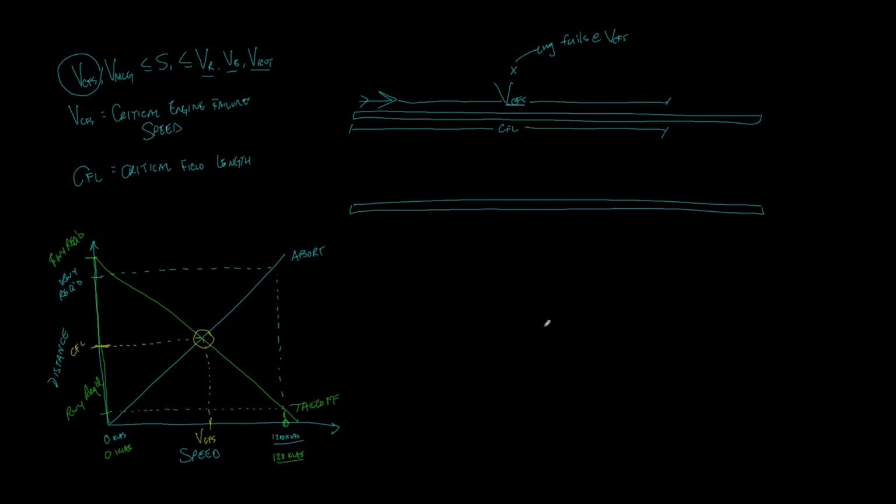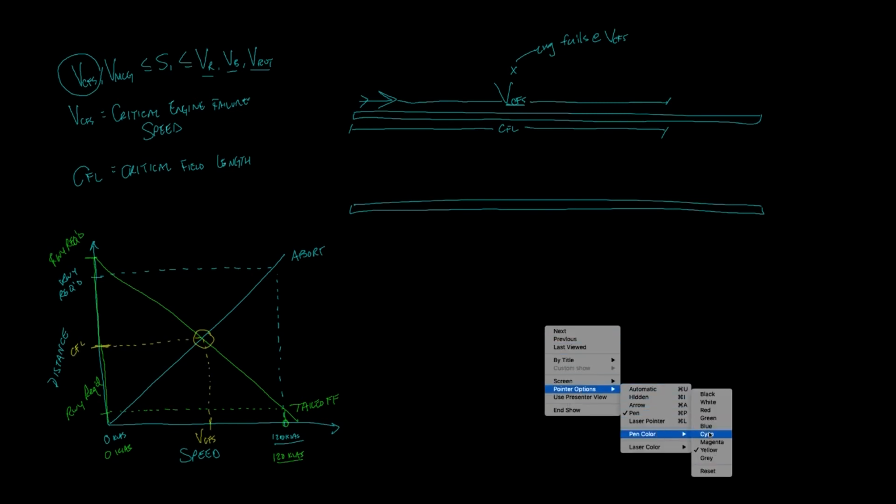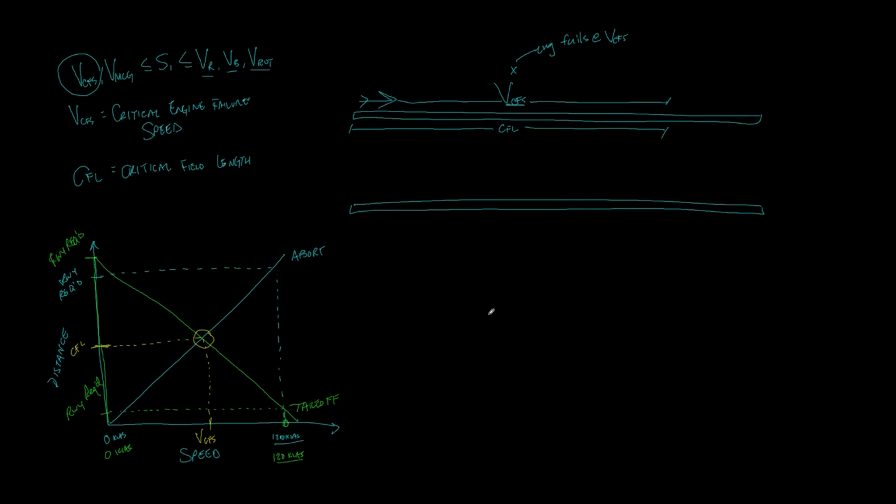So why is this important to me? Let me go back and change my pen color again. Why is it important for me that S1 is greater than or equal to my critical engine failure speed? Let's say critical engine failure speed's here. Here's my T1. And for instance, let's say that we decide to commit to the takeoff before critical engine failure speed, right? So we're committed to the takeoff at S1, and at some point while we're accelerating to reach critical engine failure speed, we lose an engine here. Where are we going to rotate? Well, we know that if we lost an engine at critical engine failure speed, that critical field length is this long, right? Well, let's say we lose an engine at a lower airspeed than the critical engine failure speed.